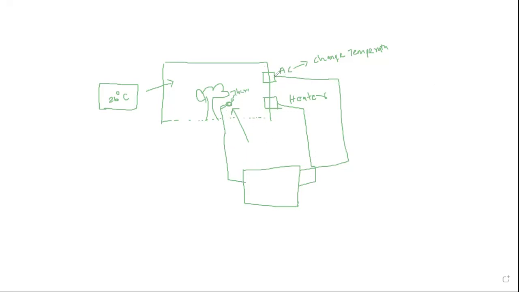So for example, if this AC is operating separately, we can't control it based on the sensor value. And if the heater is separately working, we can't control the heater based on this sensor value. So first of all, we have to interconnect all these instruments. So that is our first task.